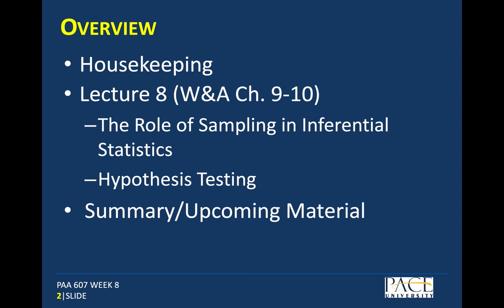Okay, so we'll jump right into this week's material. We'll talk about some housekeeping items first. Then we'll jump into Lecture 8, which deals with chapters 9 and 10 in your textbook. The material that covers is the role of sampling in inferential statistics and hypothesis testing. This is another week where we're going to build a kind of a foundation for future weeks, and this material will be part of that foundation. Then we're going to talk about a summary and, of course, remind you of some upcoming materials.